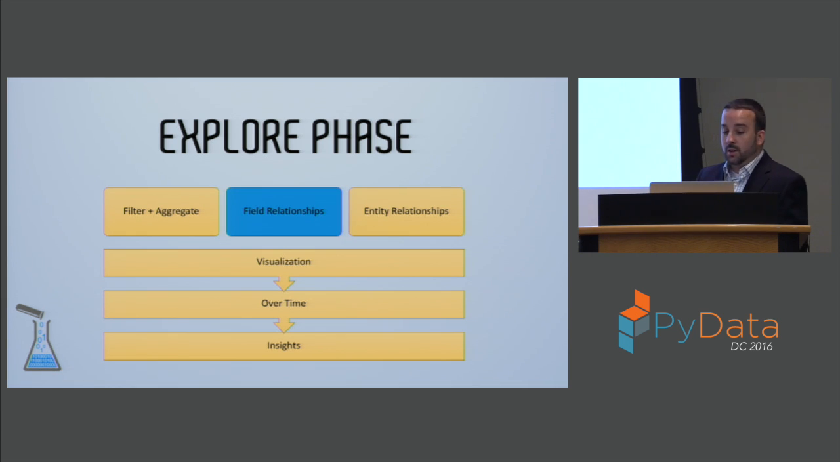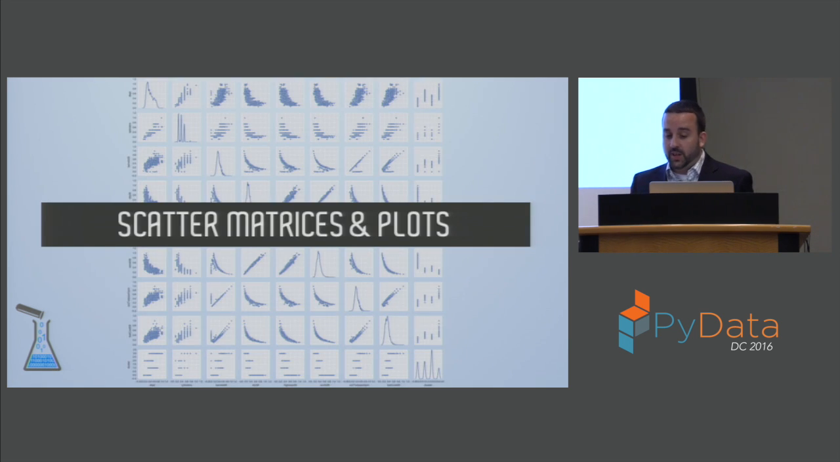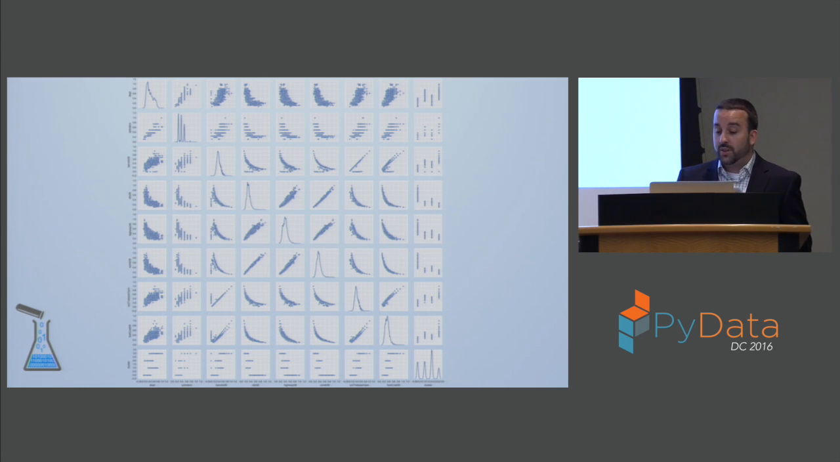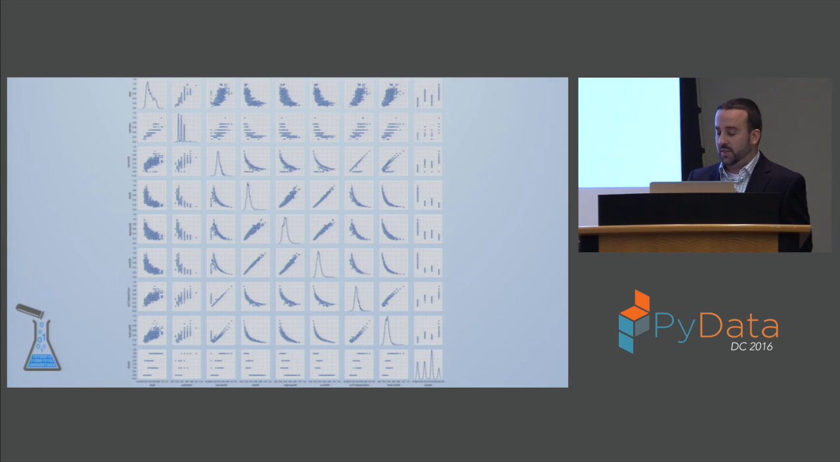All right, so that's the filter and aggregate stage. The next step in the explore phase is examining the relationships between fields in our data. So for looking at the relationships between variables, I like to start off with a scatter matrix. And this gives me a bird's eye view of all the relationships in all the fields in my data set. So from this, we can see that there are some more linear relationships in there. There's also some more exponential ones as well.